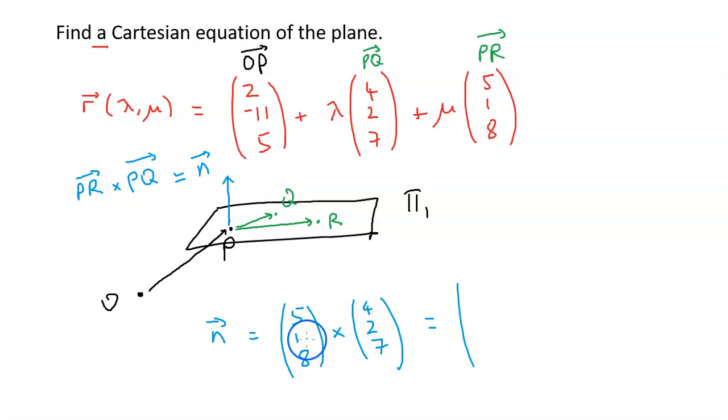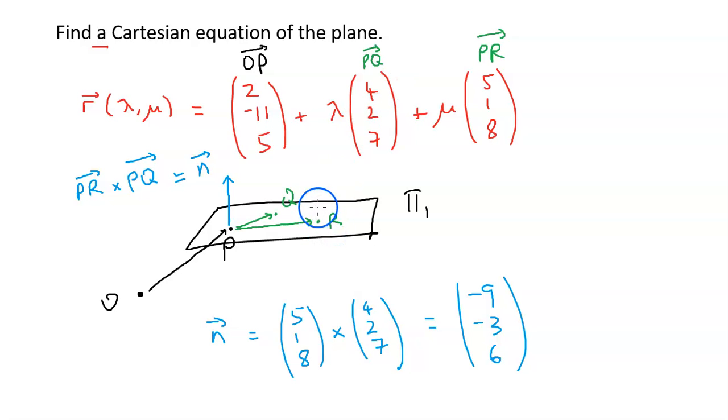Okay, so the first one is 7 minus 16, so that will be negative 9. For the second one, we delete the second row, and then we do the determinant, but backwards. We take the negative of it. So it's going to be 4 times 8, which is 32, minus 5 times 7, which is 35. So that's going to be negative 3. And then lastly, we delete the last row. It's going to be 5 times 2 is 10, minus 4 times 1. So 6.